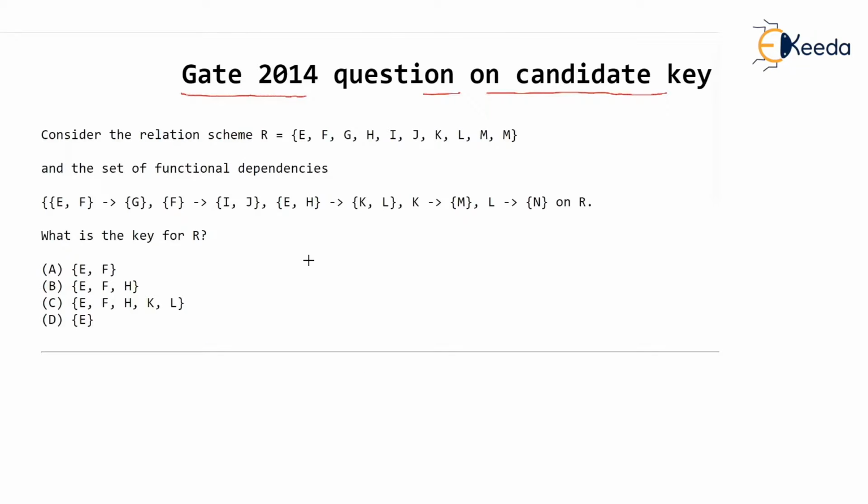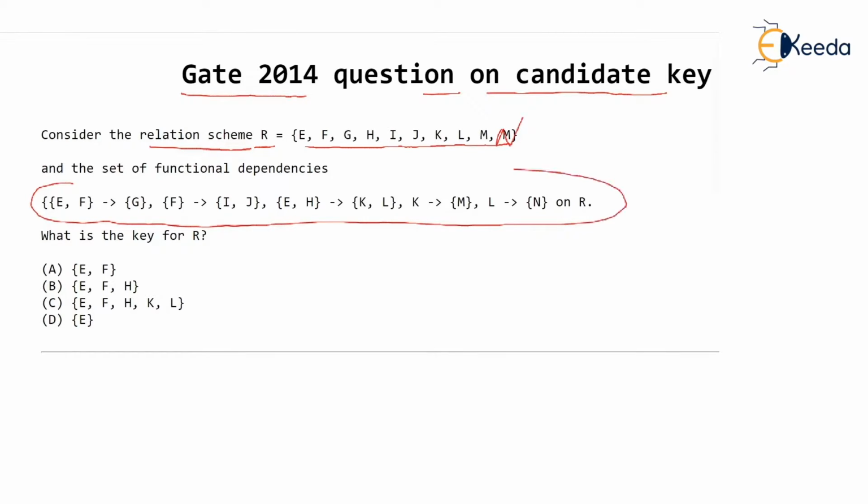We are given a relational schema, that is a table, with the attributes E, F, G, H, I, J, K, L, M, N. I think the last one is N, it's a typing mistake, sorry. And some functional dependencies are given. This is the set of functional dependencies. As an example, EF determines G.